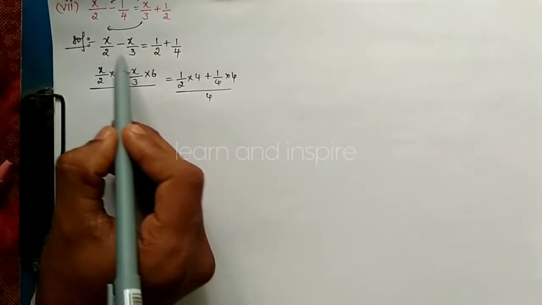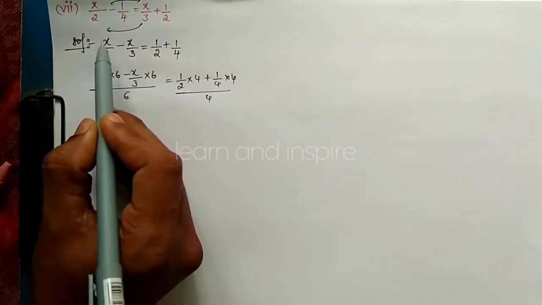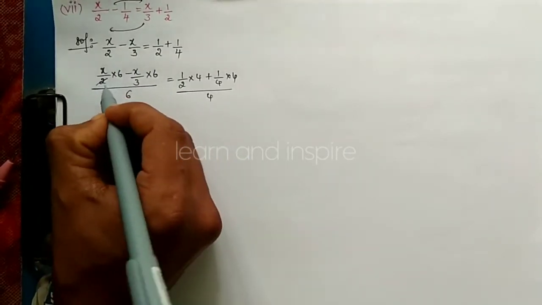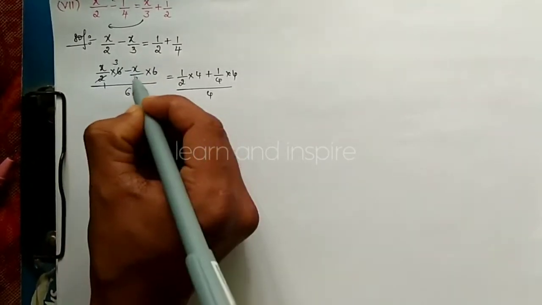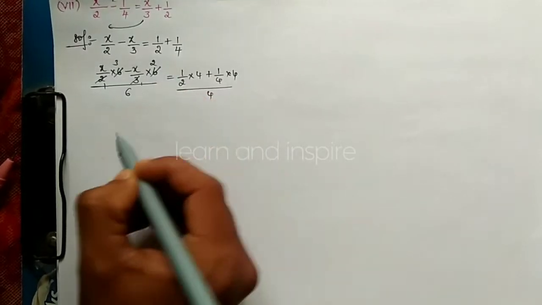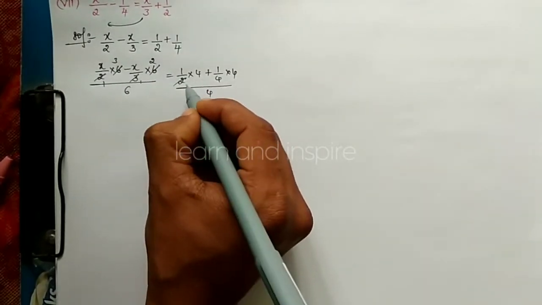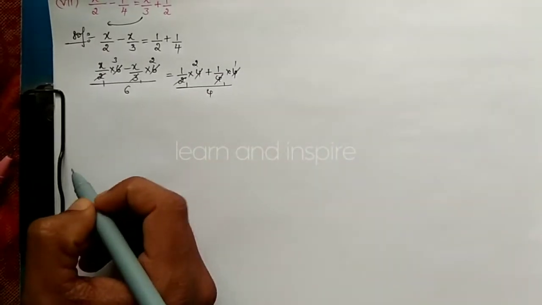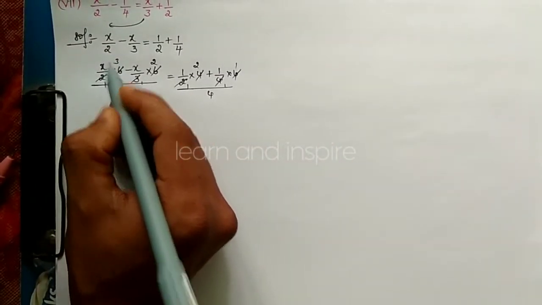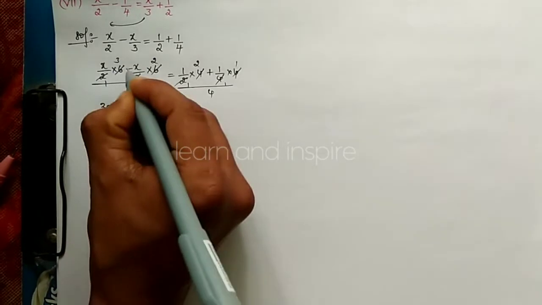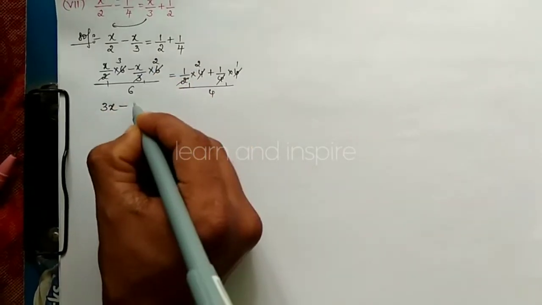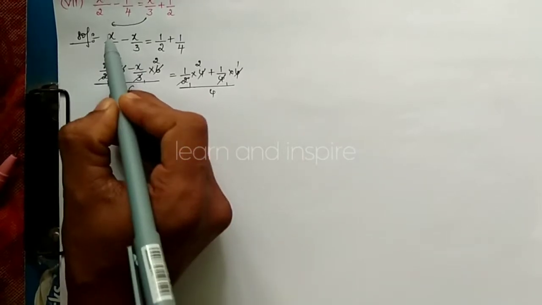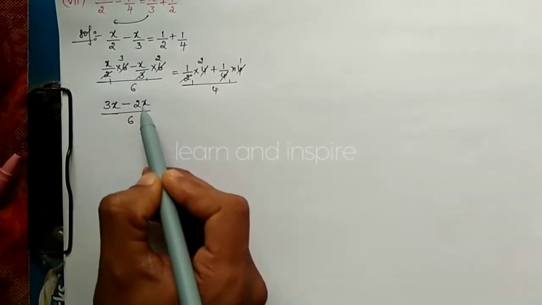Or you can cross multiply simply by cross multiplying. 3 into x is 3x minus 2 into x is 2x. We get 2 1s are 2, 3 2s are 6. Again I cancel on RHS. 2 1s are 2, 2 2s are 4, 4 1s are 4, 1s are. So we get 3 into x is 3x minus 2 into x is 2x by 6. So as we cross multiply, 3 into x is 3x minus 2 into x is 2x.